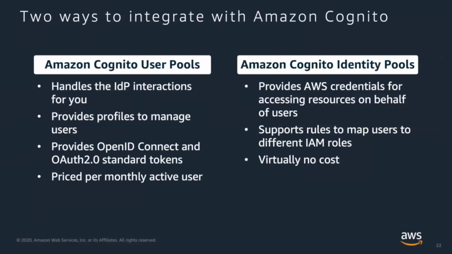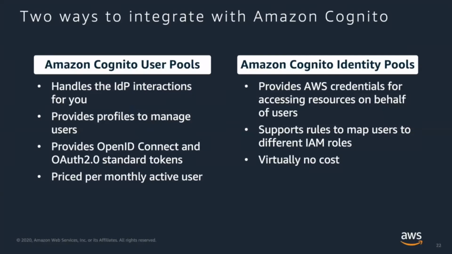So Cognito is comprised of two services. Okay, so we have the user pool. We also have the identity pool. Okay, so these two services solve the same problem, which is authentication and authorization, and can be used separately or together. Okay, so let's first start with Amazon Cognito user pool.